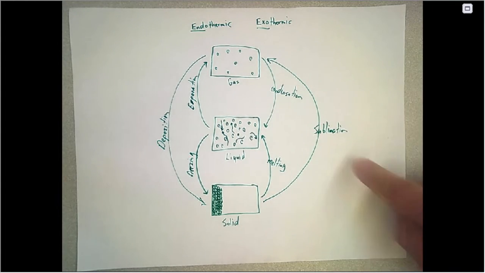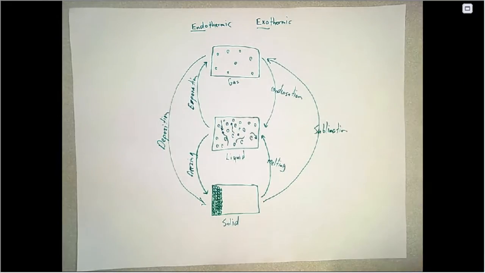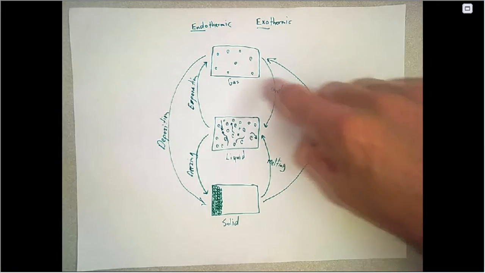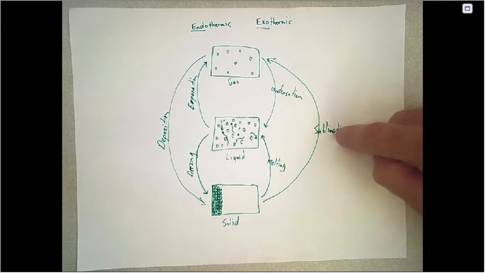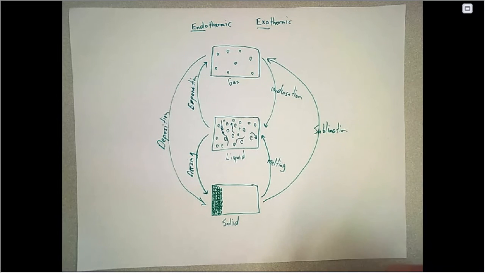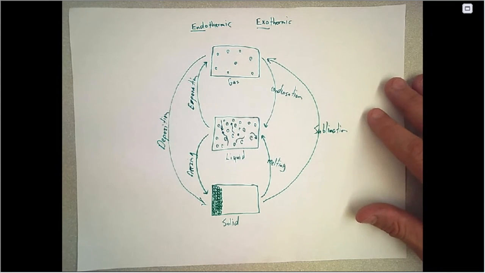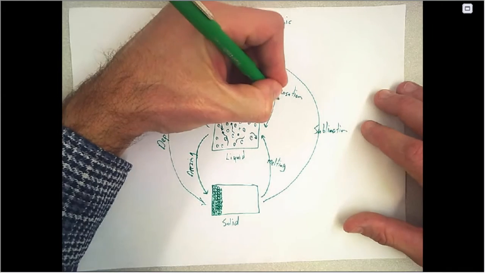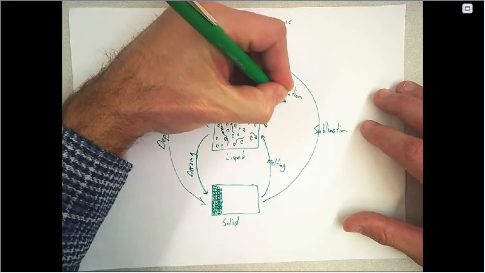We're going to talk about each one of these phase changes as being endothermic or exothermic. We have six listed here: melting, condensation, evaporation, freezing, deposition, and sublimation. Three of those processes are endothermic and three are exothermic. Let's start with exothermic, where heat is exiting. Those three phase changes are condensation, freezing, and deposition. So let's label those. Condensation is exo.